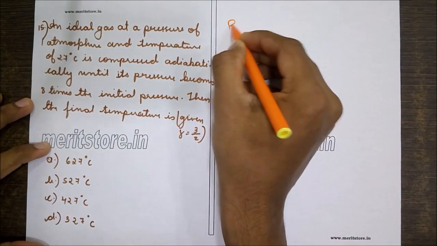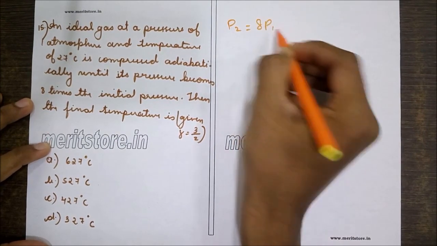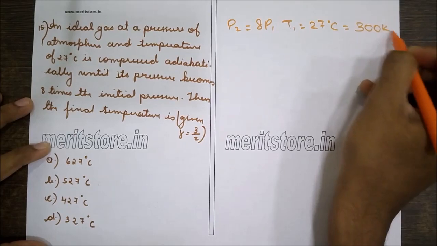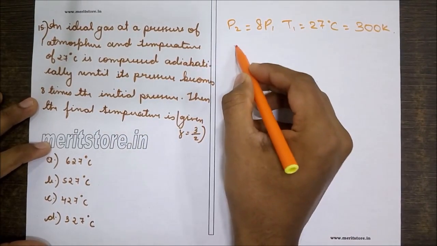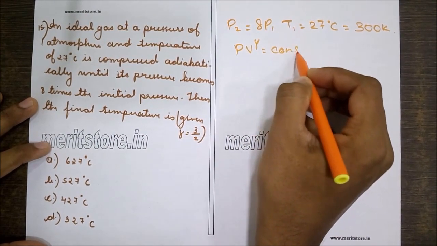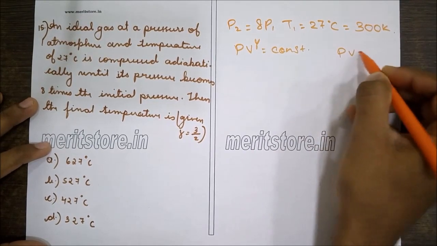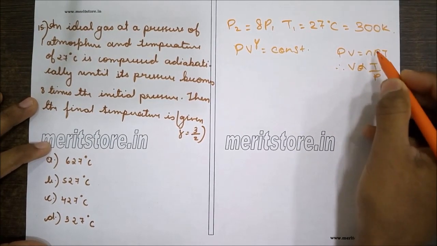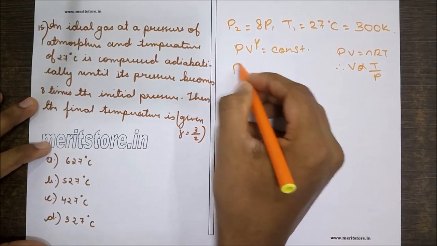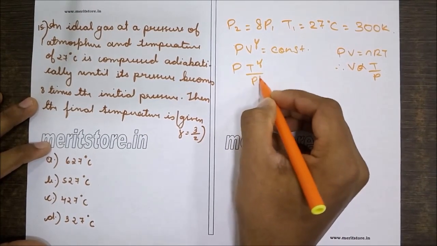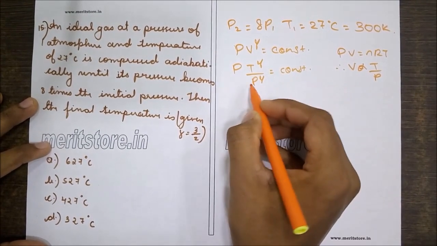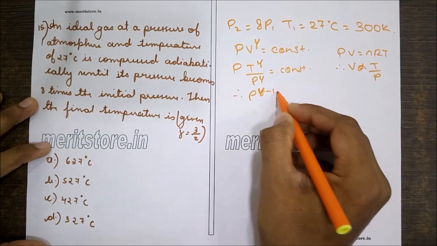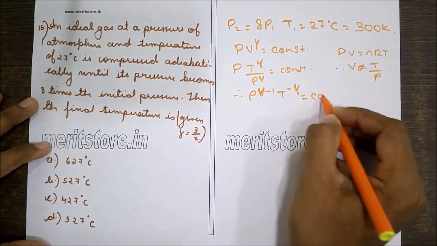Now, here we have been given that the value of P2 is 8 times P1, and the temperature T1 is given as 27 degrees Celsius, which is nothing but 300 Kelvin. For an adiabatic process, PV raised to gamma is equal to a constant, and as we know PV equals nRT, so V is proportional to T upon P since n and R are constants. Substituting this value of V, P times T raised to gamma upon P raised to gamma is equal to a constant. So therefore P raised to gamma minus 1 into T raised to minus gamma is equal to a constant.